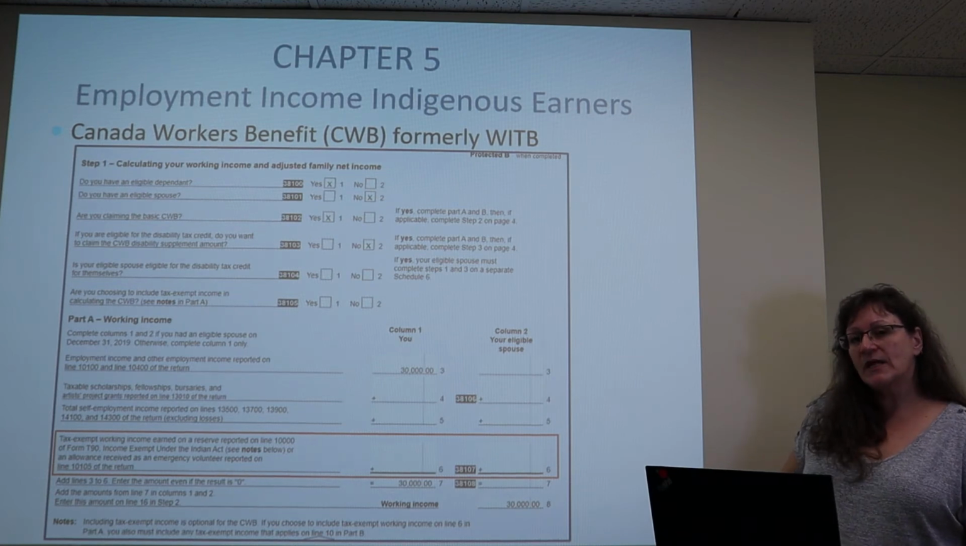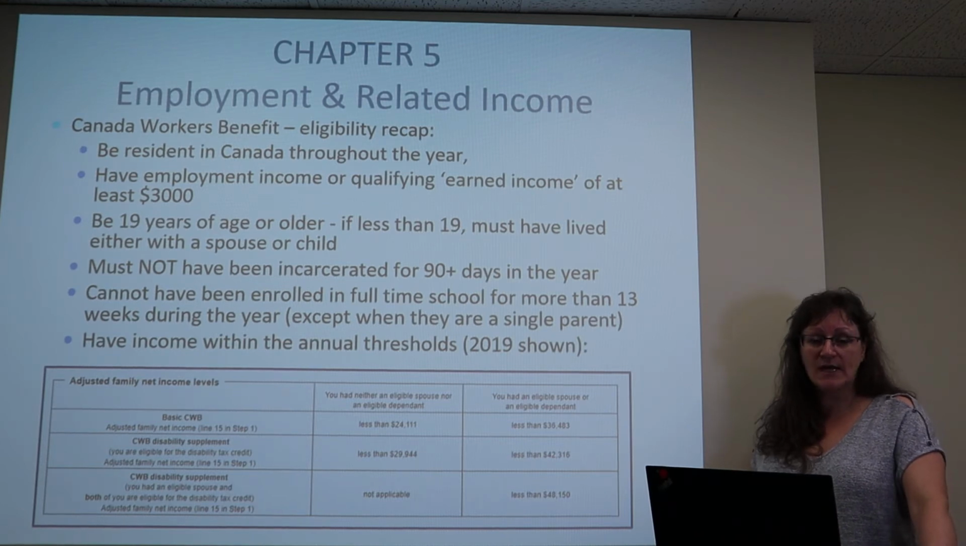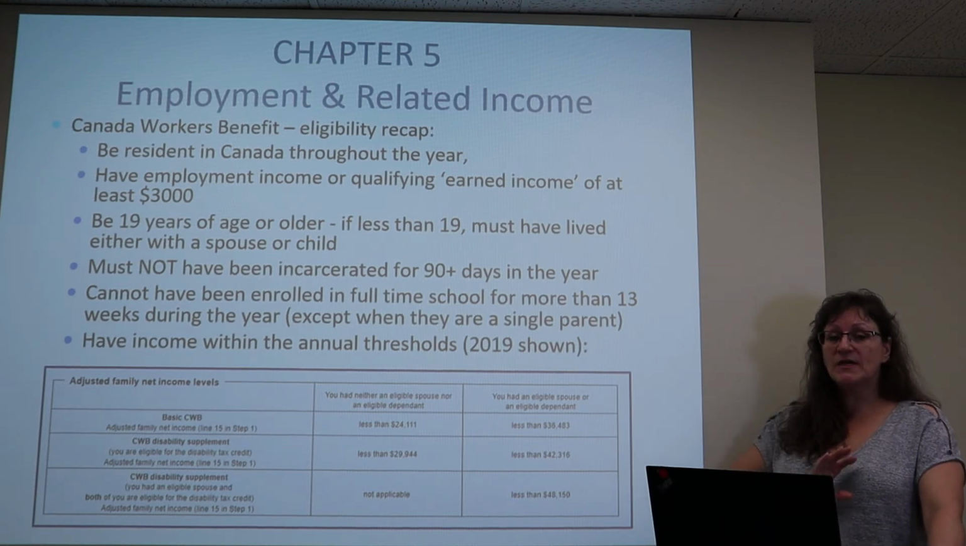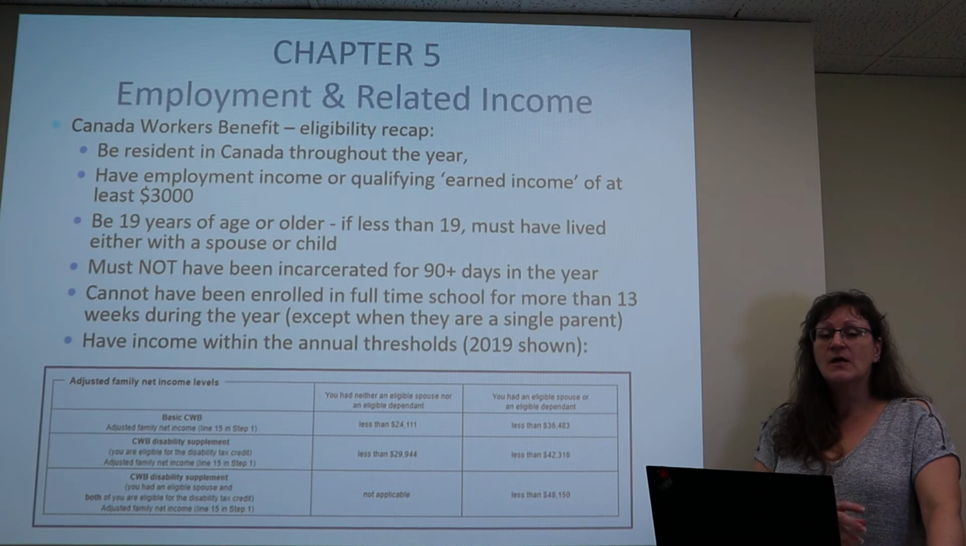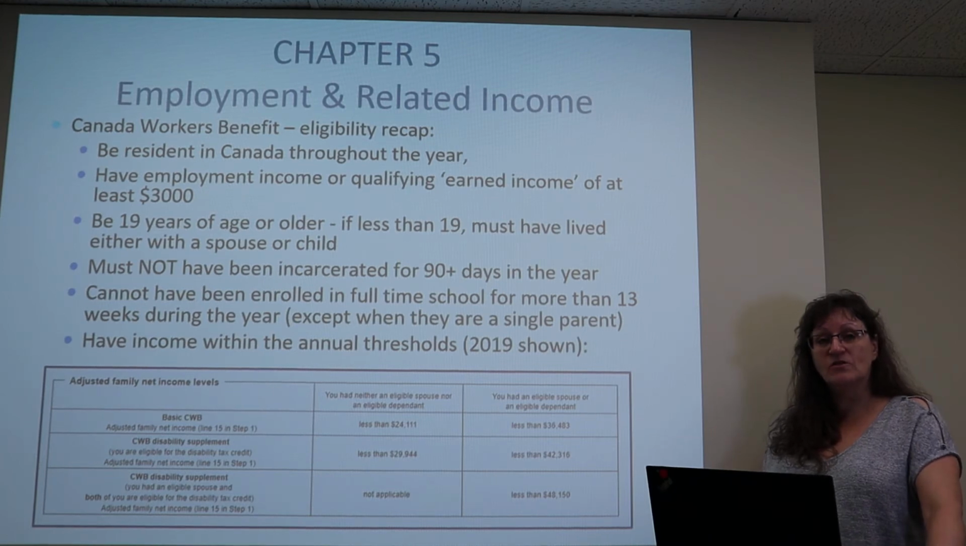But to be eligible for the Canada Workers Benefit, the individual has to have been resident in Canada through the whole year. They must have employment income or qualifying earned income of at least $3,000. And that's where making sure we've included exempt income on here can make a difference, because if we didn't include it, then there would appear to be no earned income at all, and this benefit could not be claimed. But the individual must also be 19 years of age or older, or they have to be a partner, a married partner, or the parent of a child if they're under 19 to qualify.